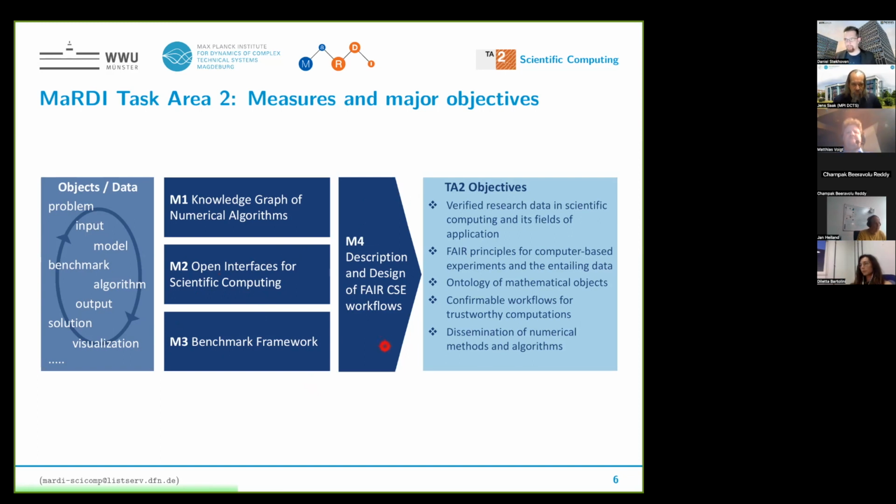And measure 4 then is about workflows. While benchmarking is essentially one specific workflow, there are obviously a lot of different workflows that come up in scientific computing, and creating tools to document workflows and to describe them in ways that fulfill the FAIR principles is what this measure is concerned with.